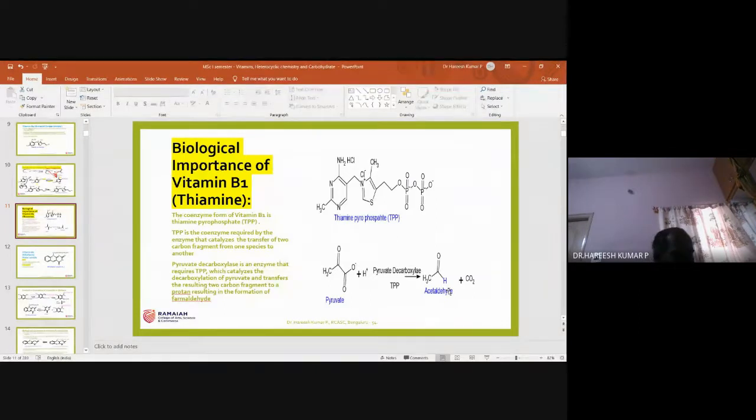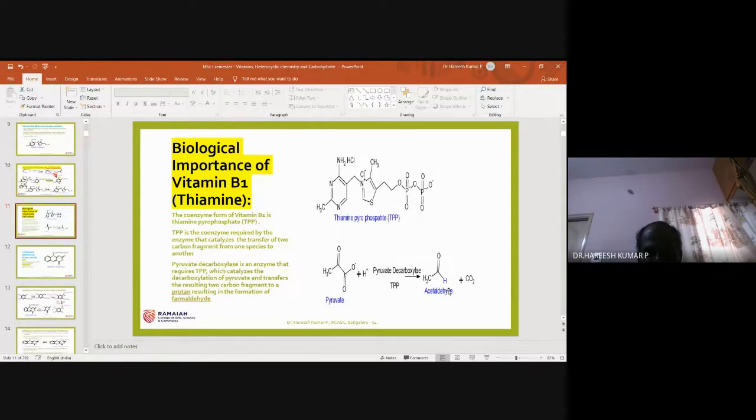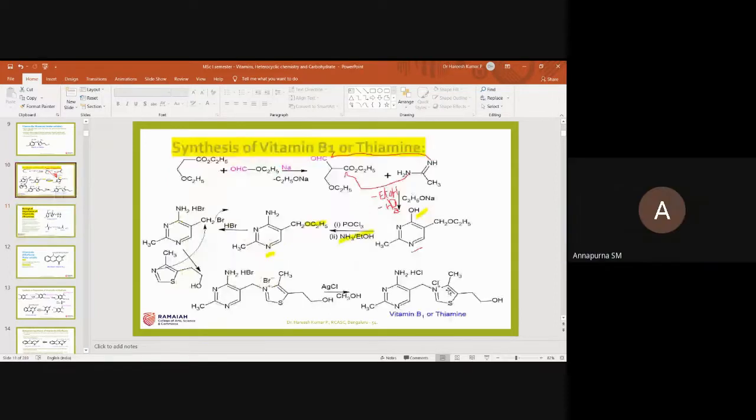Now tell me, is there any doubt in B1 and its biological importance? If there is no doubt, I will go to the next vitamin, called vitamin B3. No doubt? Any doubt, sir? Sir, in the previous slide, please explain the bromination. Which one? Synthesis, sir, or importance? Synthesis. Okay, the bromination part, sir.